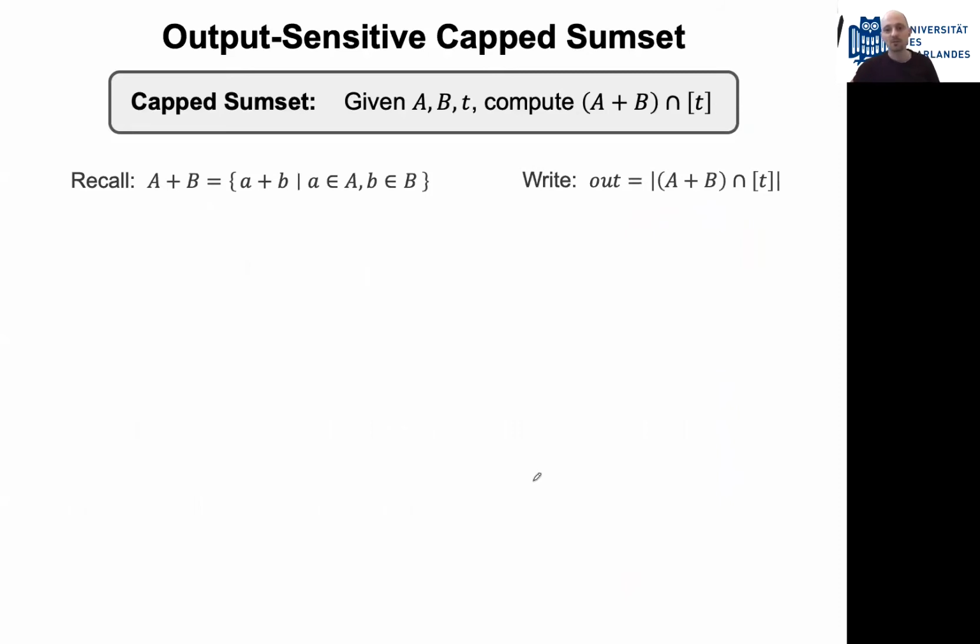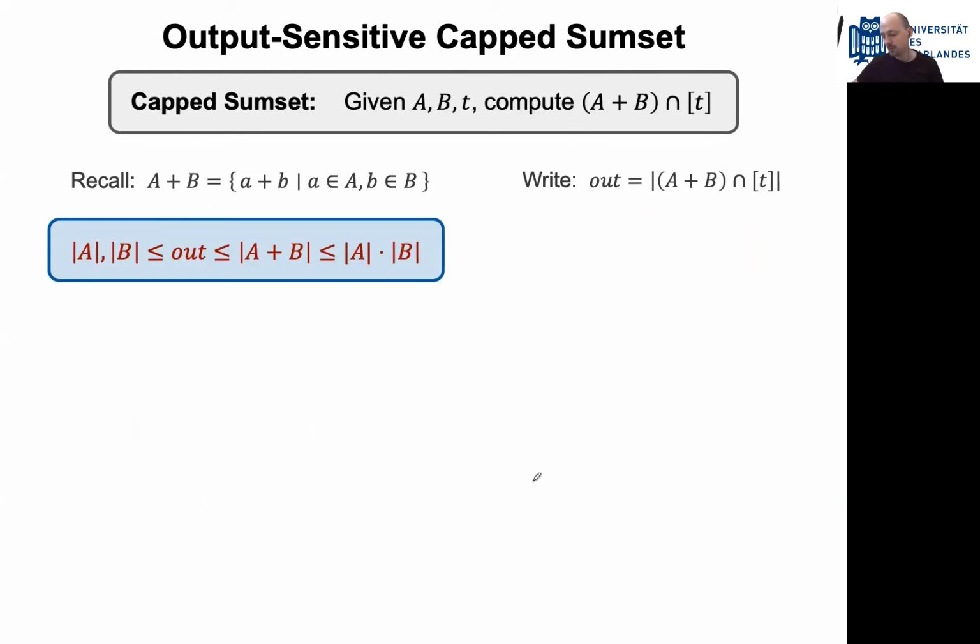Now let's go to algorithms for this problem. So recall I want to compute A plus B intersect T, so the kept Sumset at T. We write out for the output size. Now we always have these inequalities here: the size of A and B is at most the output size, which is at most the size of the Sumset, and the Sumset is at most the size of A times B.